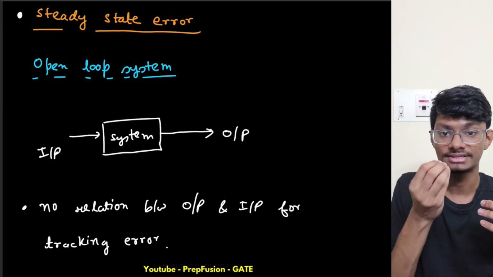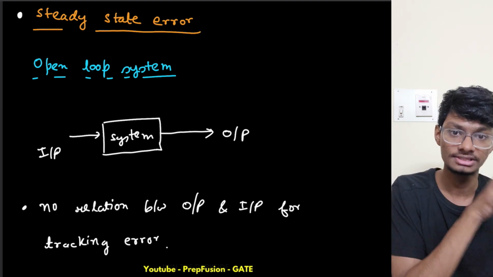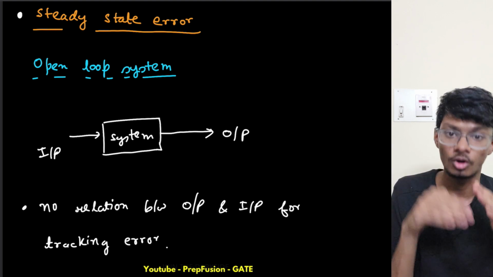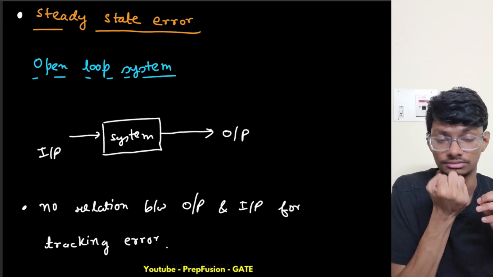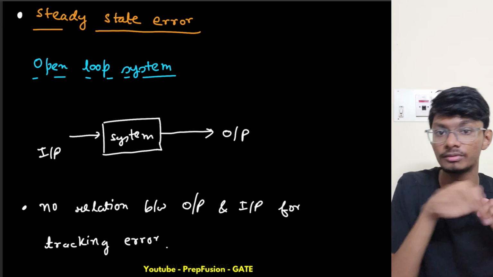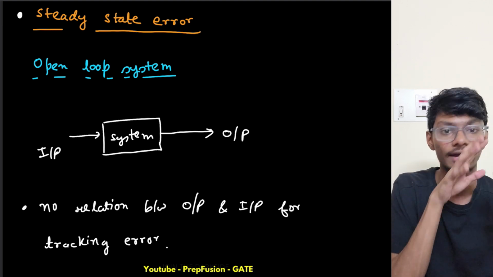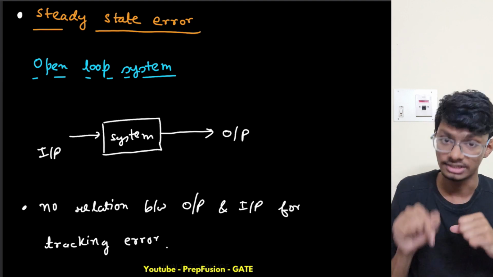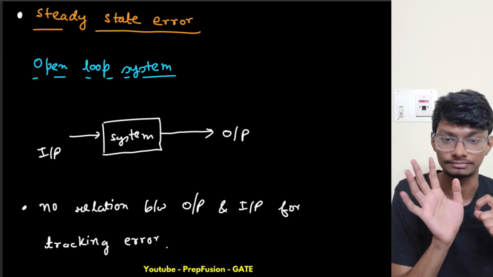Why? Because the AC doesn't understand that my room has reached 24 degrees, I don't need to give any more cool air, I have to stop now. But there is no mechanism to tell it. There is no feedback mechanism to sense that I have reached 24 degrees and now I need to stop giving cool air. So that is basically an open loop system. An open loop system will keep on going.